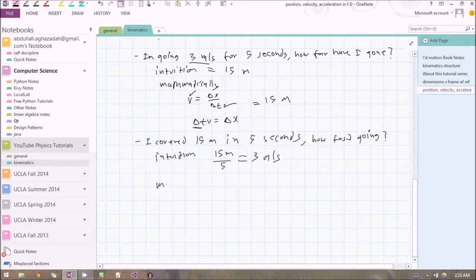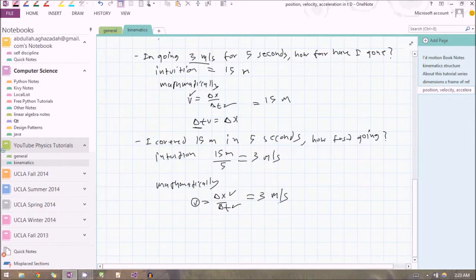But you can also do this mathematically, because you know that velocity is equal to delta x over delta t, and in this case I gave you how far you went, so I gave you this, and then how much time it took you to go that far, so I gave you this, and then I want you to find out how fast you would go. So all you do is plug and play. So you plug 15 here, and you plug 5 here, and you end up getting 3 meters per second.